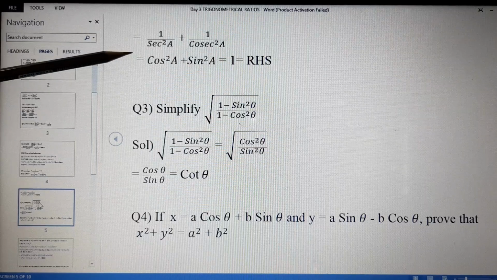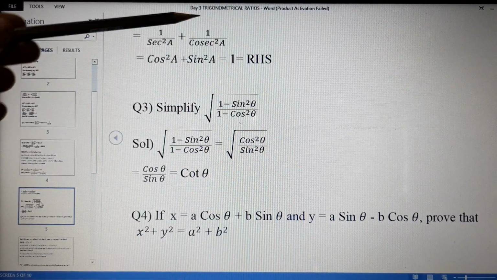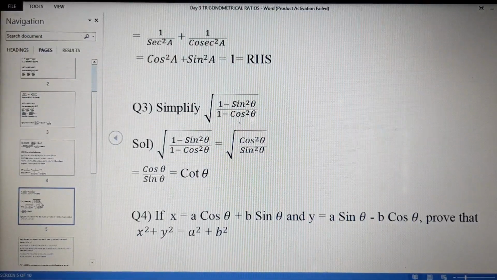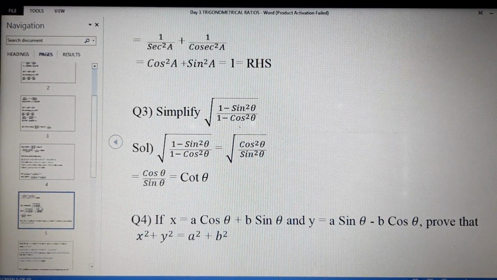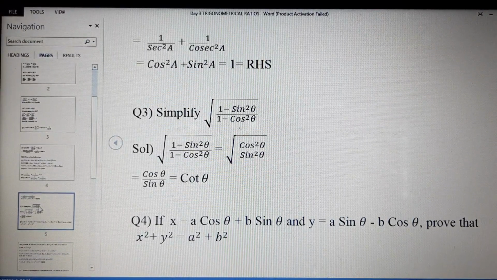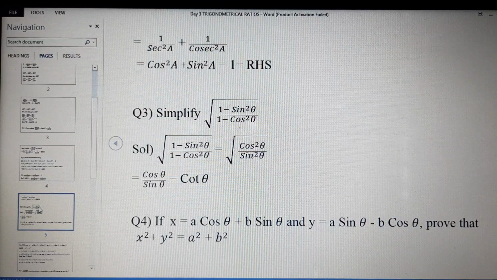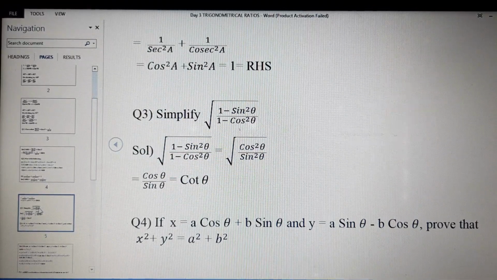So 1 upon sec²A is equal to cos²A and 1 upon cosec²A is equal to sin²A. Again, we'll use the first identity, that means sin²A + cos²A is equal to 1, which is RHS.